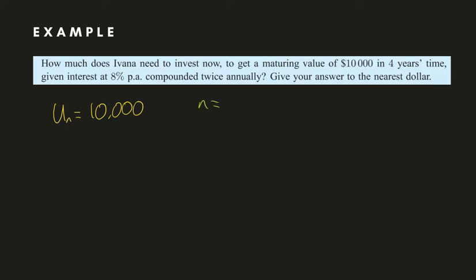Right, what about N? Well, we're compounding twice a year and we have got 4 years. So 4 times 2 is 8. We've got N is 8. Our I value is the interest rate per compounding period. Well, it's our 8%, but per year divided by 2, because we've got 2 compounding periods a year. So obviously that's 4%, which as a decimal, 0.04.